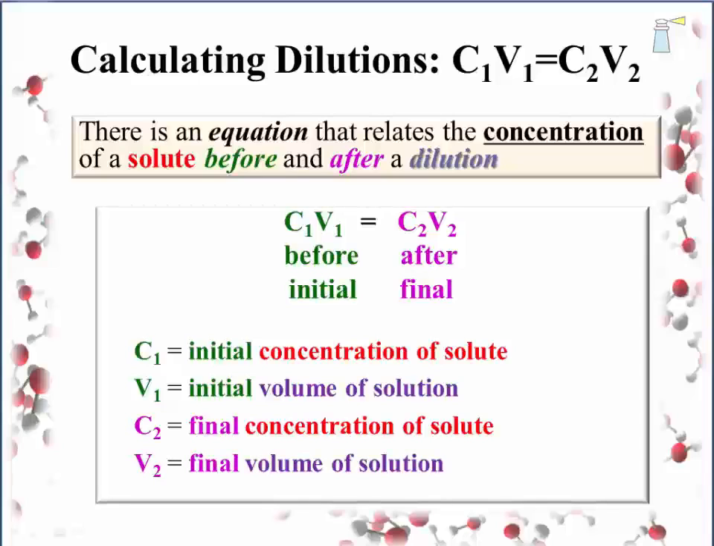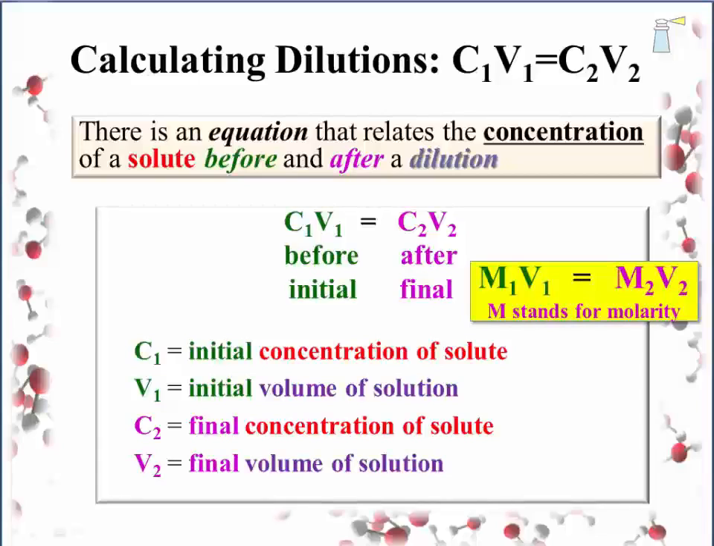As a heads up, sometimes the C1V1 equals C2V2 equation is written with M's in place of the C's. It just means that the concentration scale being used is molarity. Nothing else has changed, including the process of solving dilution problems.